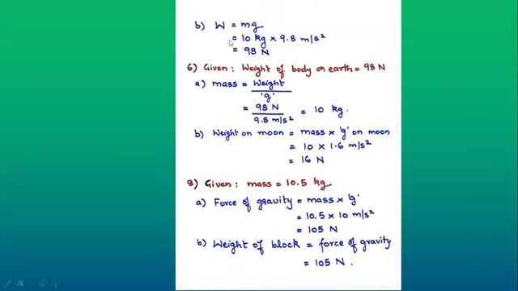Then in SI system, W is equal to mg. We know that relation between weight and mass, W is equal to mg. So your W comes out to be 98 Newton on solving.